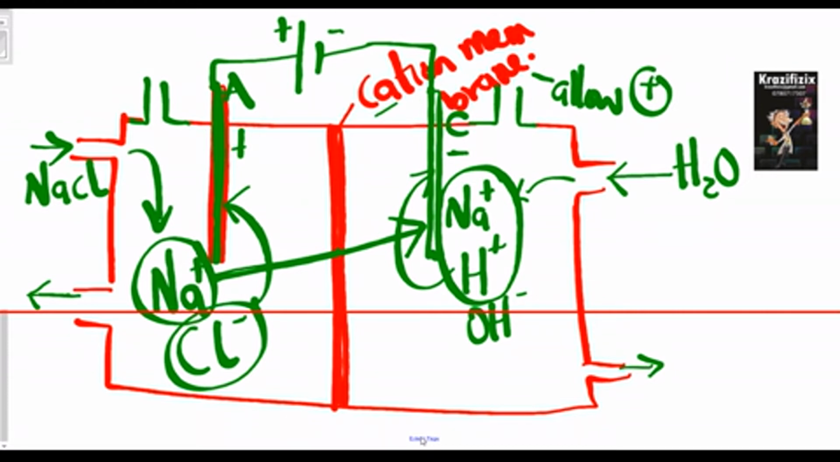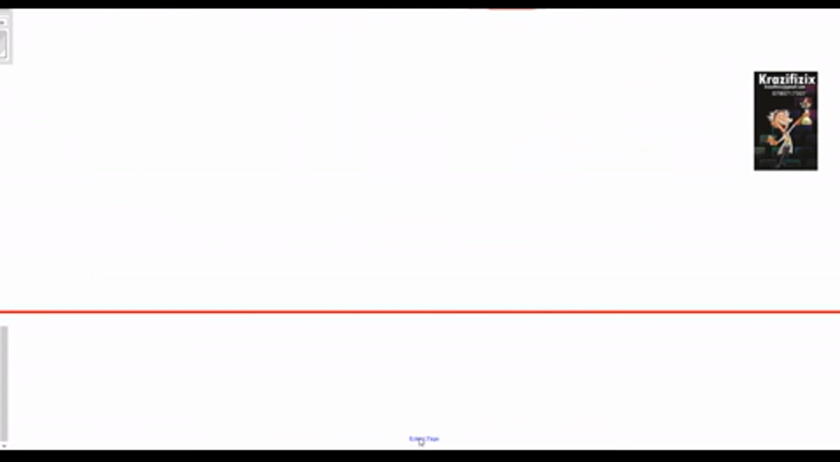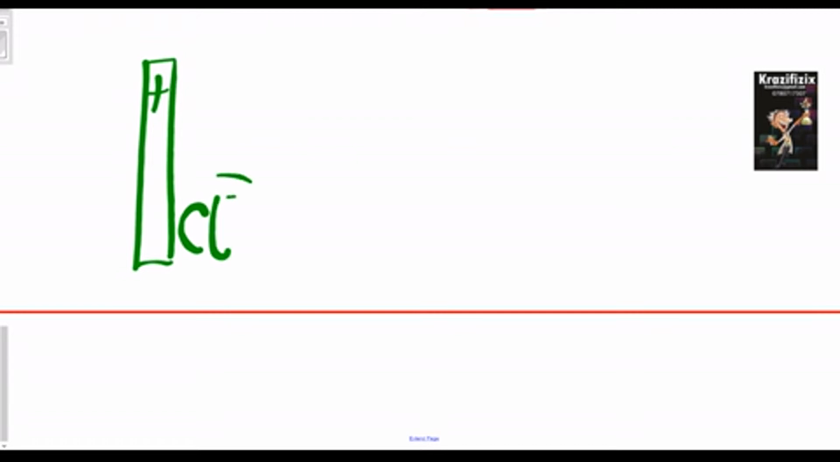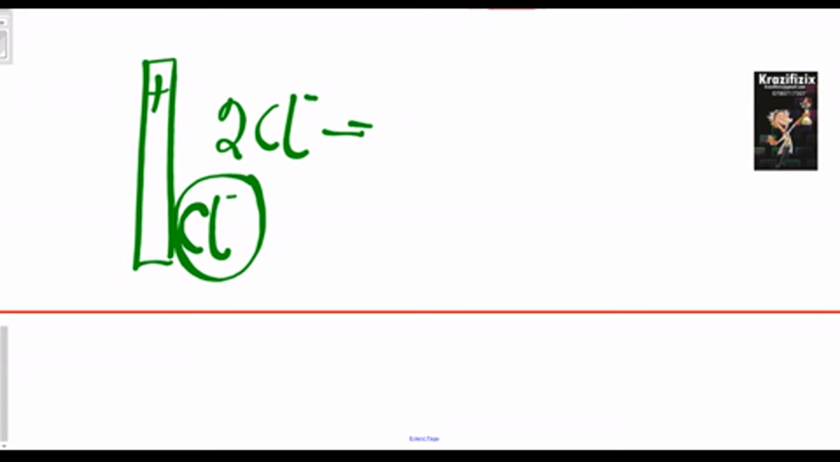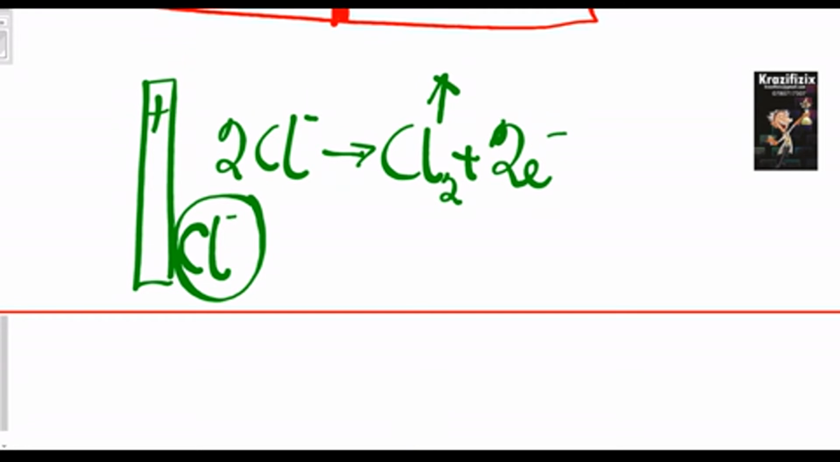Now let's break this electrode down. I hope that's simple enough for us to understand. Let's break this electrode down and see what happens. Positive, we have chloride ions there. Now what happens at the anode? It's simply oxidation. We're going to have at the anode 2Cl⁻ giving us chlorine gas plus 2e⁻. So chlorine gas is actually given off.